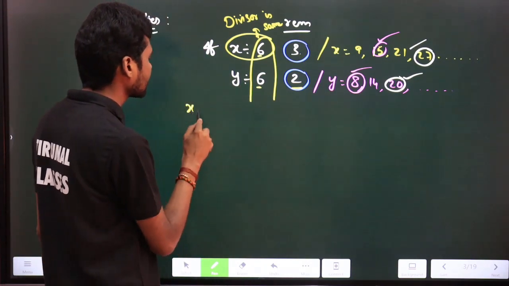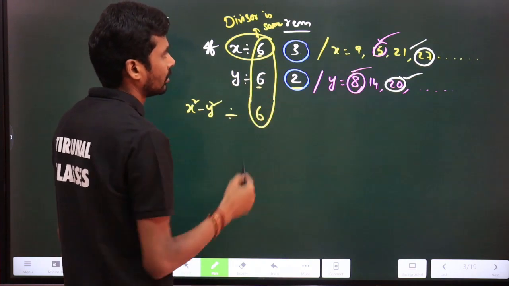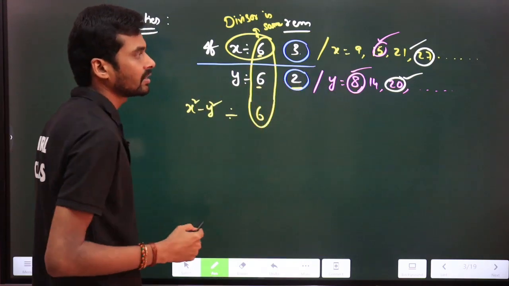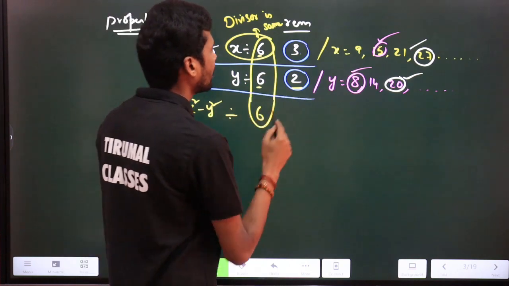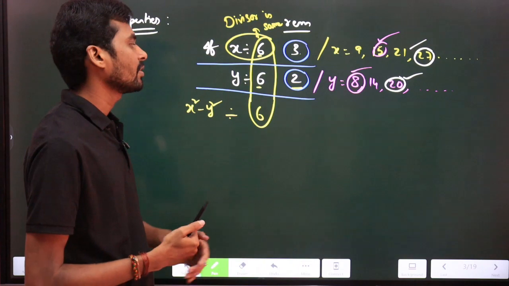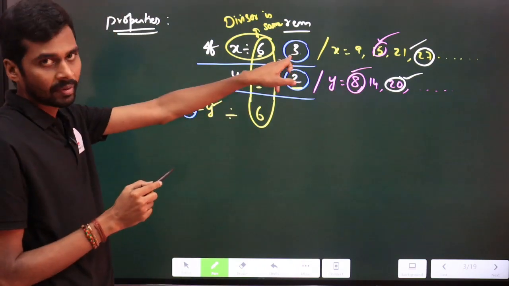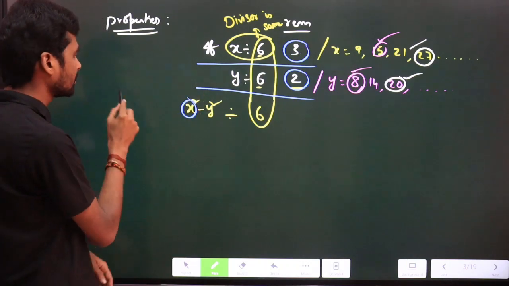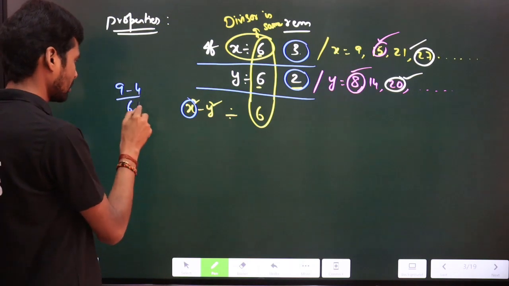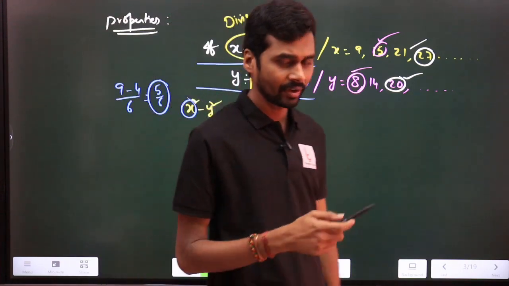If I have something like x square minus y square divided by 6. Okay, if the question is given like, if x is divided by 6, the remainder is 3, and another number y is divided by 6, the remainder is 2, then what is the remainder when x square minus y square is divided by 6? Simple, instead of x I can take the remainder as the actual value, that is 3 square, 9. Y square is 4. 9 minus 4 by 6, which is 5 by 6.